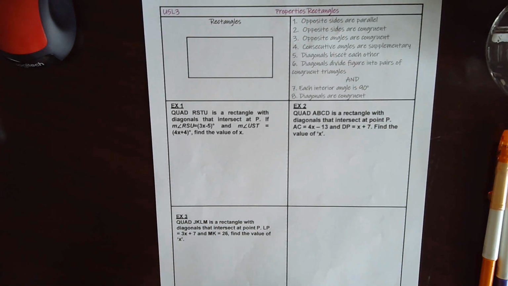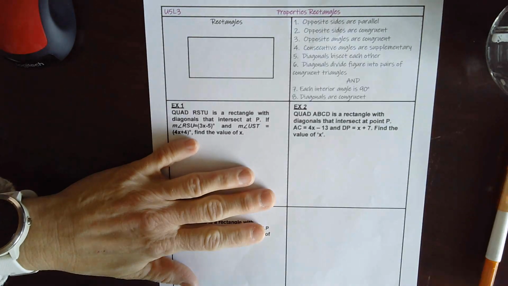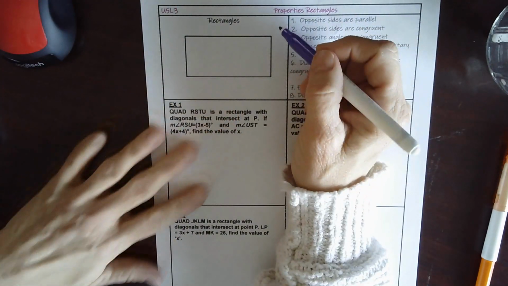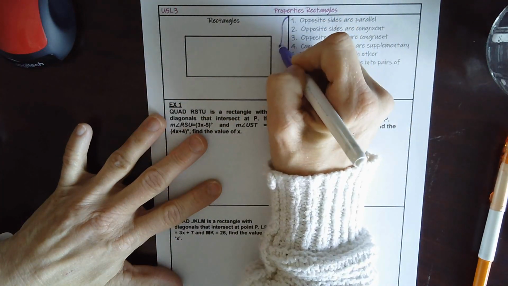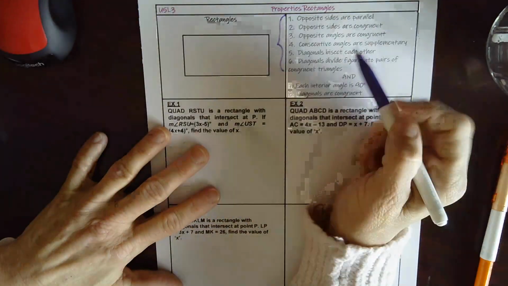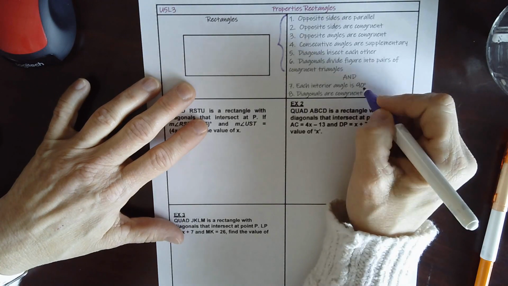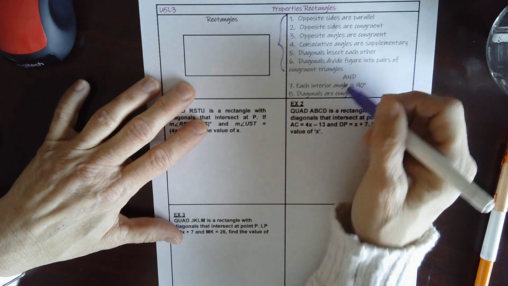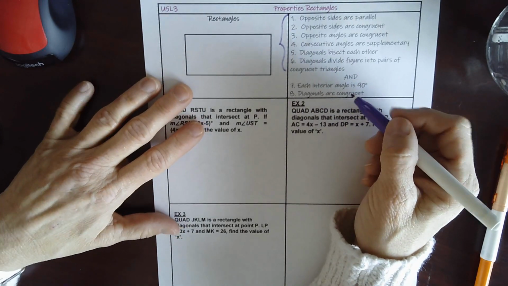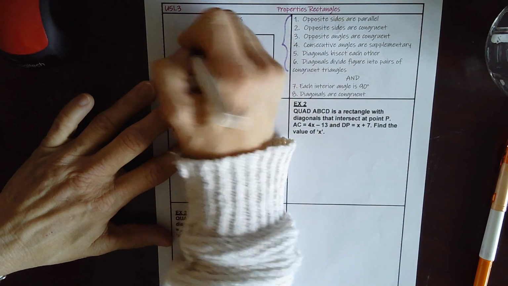Right, so for lesson 3 of unit 5, we're going to focus on properties of rectangles. The properties of rectangles include all of the properties for parallelograms, and each interior angle is 90 degrees and the diagonals are congruent. So what does that look like?